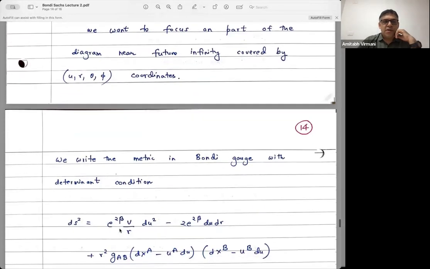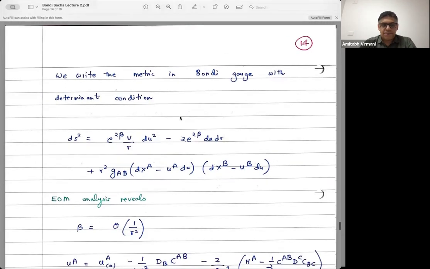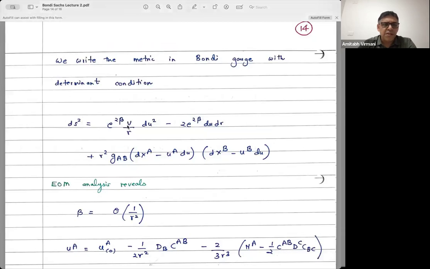Okay, so what we will do is that we will write the metric in Bondi gauge with the determinant condition. There are variations on this. There are other people who have written papers, we do something else. But what I will discuss is we write the metric in Bondi gauge with the determinant condition. Okay, so these are the functions. The beta is the function which enters the ur component, and the V is the function that appears in the uu component, and g_AB is the metric on the sphere, and U^A is the function that appears in the cross terms between u and x^A.